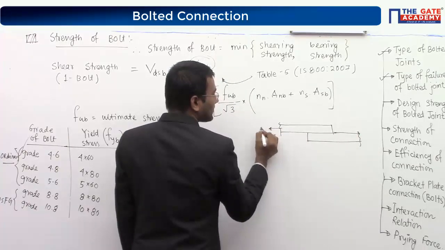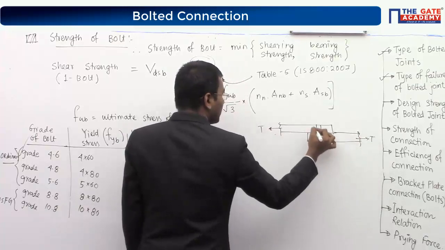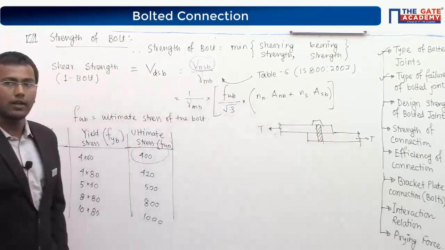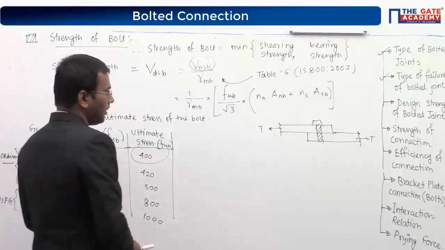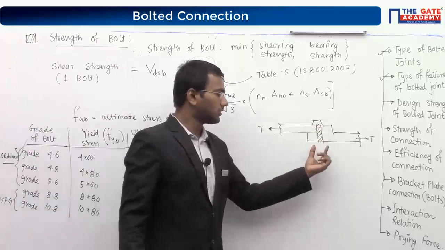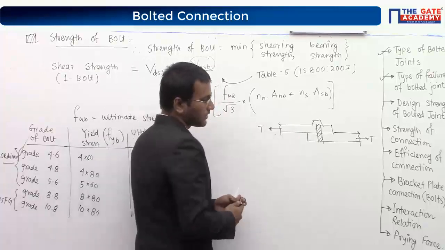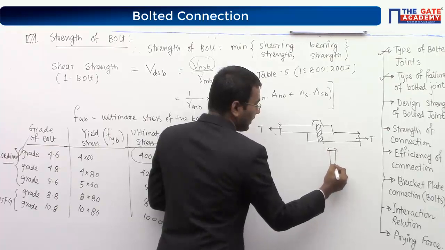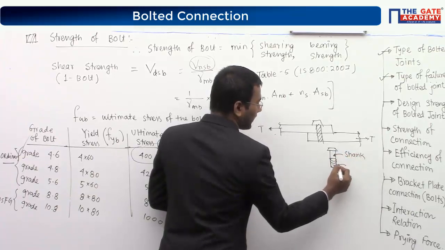So here tensile force T, tensile force T. Now see, there is only one bolt I have provided here, and we are considering only a lap joint. Now when you are considering this bolt, it consists of what? It consists of thread as well as shank. This part is your shank and this is your thread.